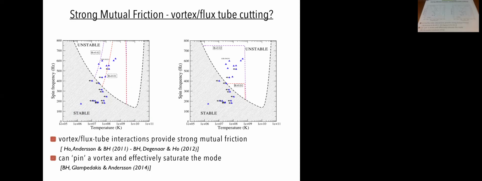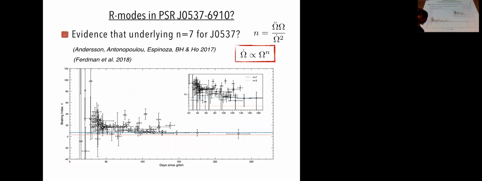And actually, strong mutual friction can fix this for you in some way. So if we assume that you have vortex flux tube cutting, then you get these curves here. So these systems would be stable. These are two models where we've assumed two different forms for the pairing gap in the interior. And in fact, the pinning between vortices and flux tubes can be strong enough to saturate the R mode. Okay, so I think I've run out of time, and yeah, finished.